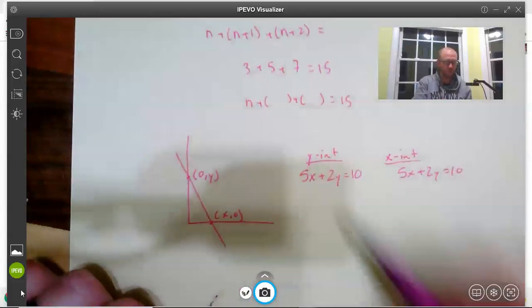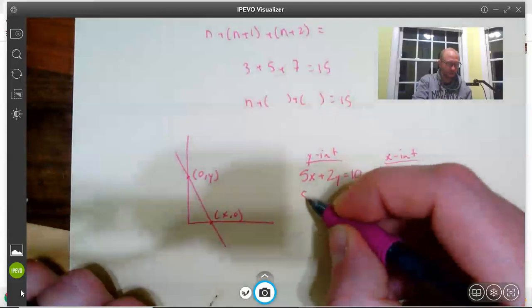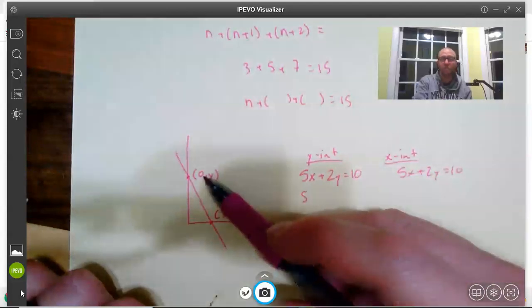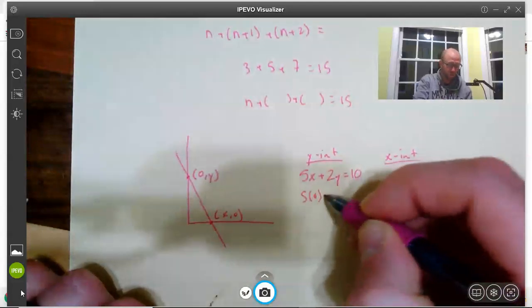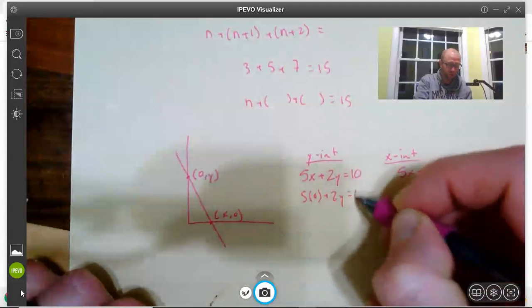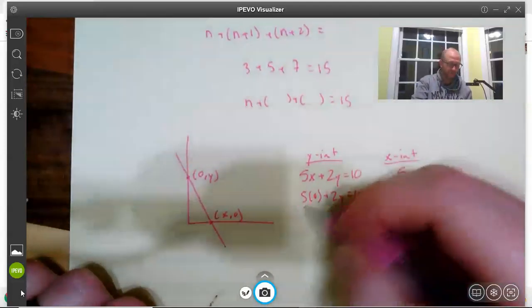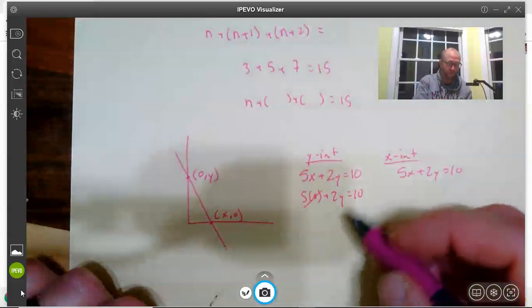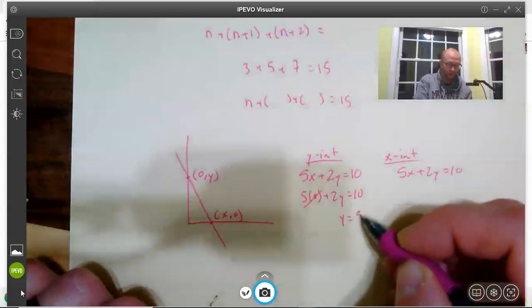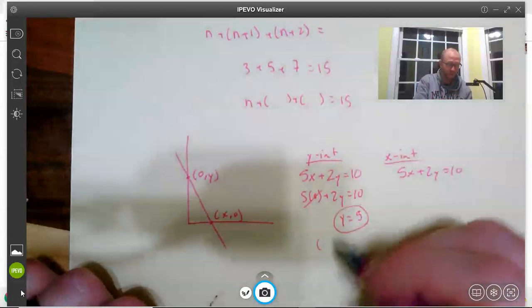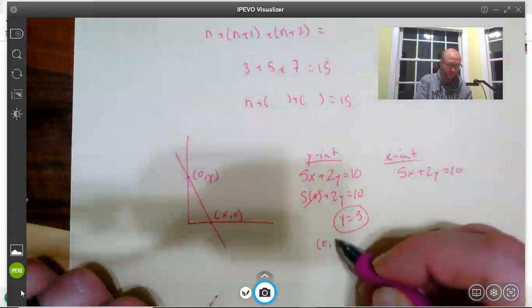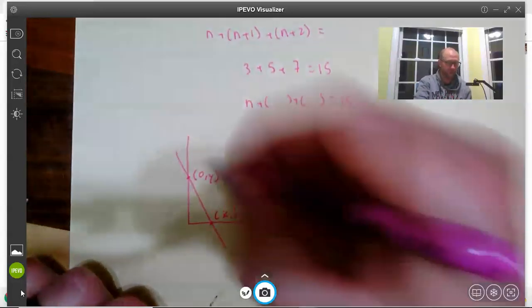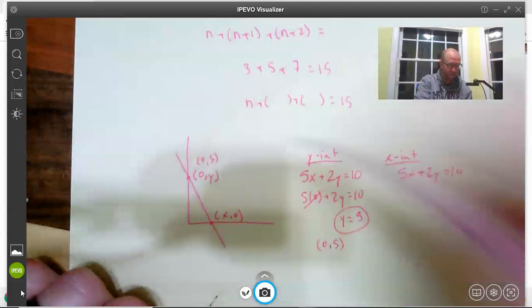And so if I want to find the y-intercept, all I do is say, well, the y-intercept is where x is 0. So I'm just going to replace x with 0, right? And then that whole term just goes away, and I solve for y, and I get y equals 5, which means that the point (0, 5) is on that line. So this is (0, 5).